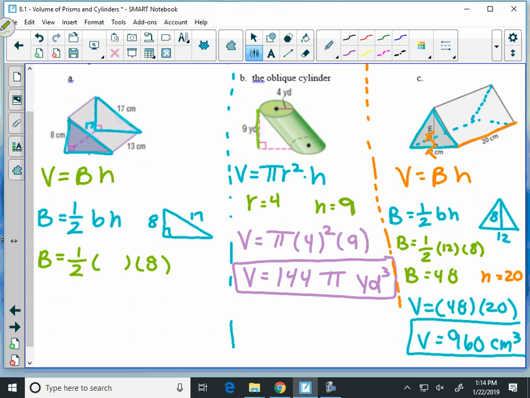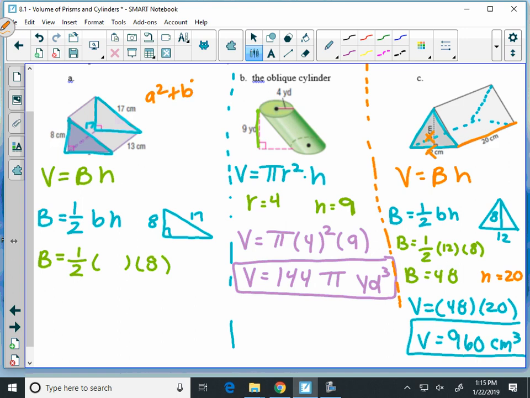Well, what shape is our base? What type of triangle? A right triangle. Well, what can we use to find the missing side of a right triangle? Yeah, we can use the Pythagorean theorem. This is going to happen a ton in this unit. If one of your pieces is missing, you have to use Pythagorean theorem to find it. So you do this a lot. Okay?